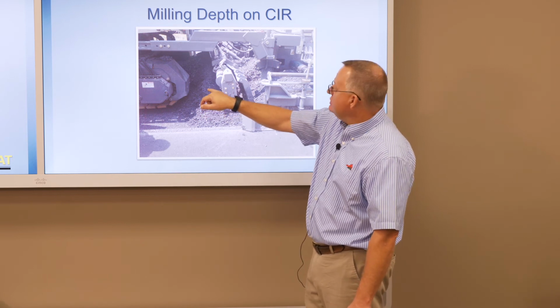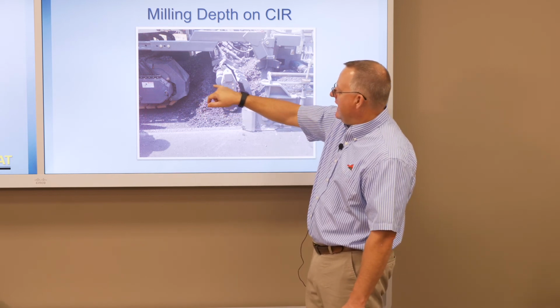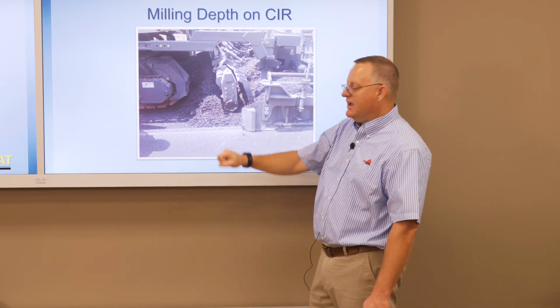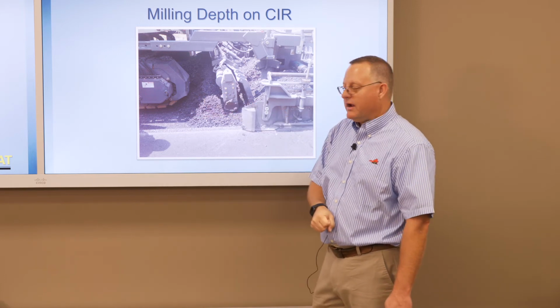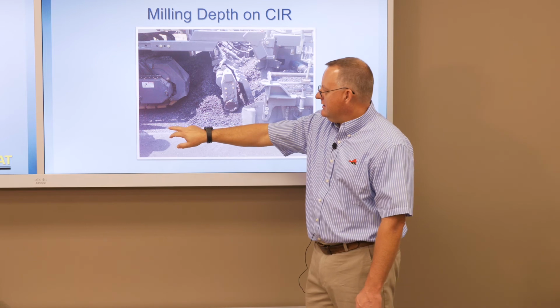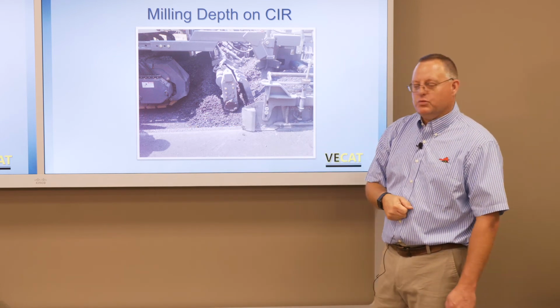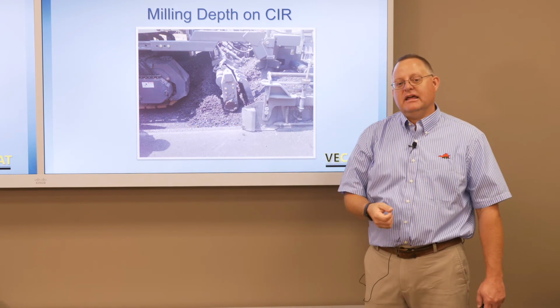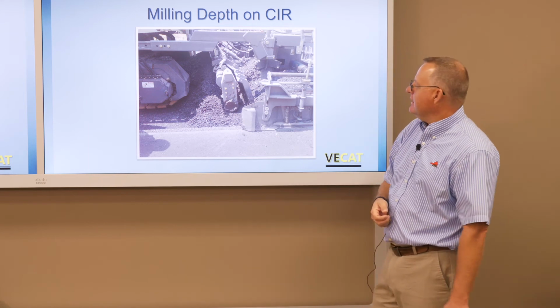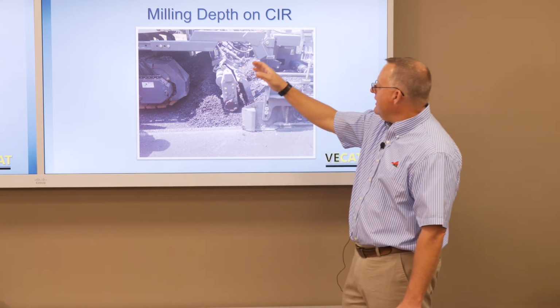To check gradation, we could have this section without it being stabilized, pull it out and do a dry sieve, but we can do the depth check right over here quickly with a ruler. Are we cutting down to the depth that's specified in that contract? And here you can see the materials coming out.